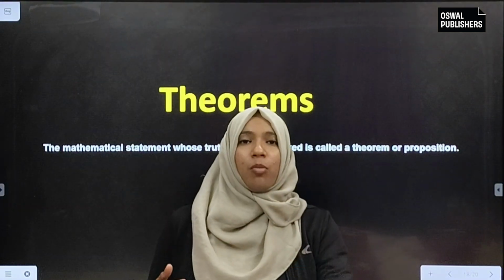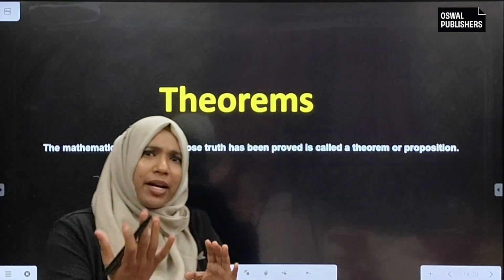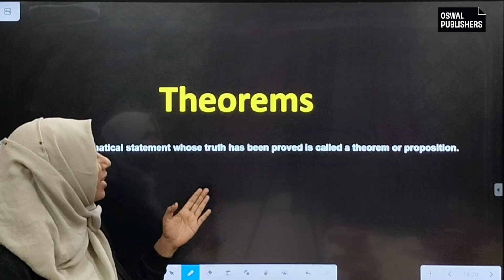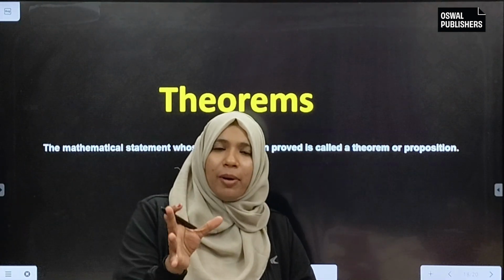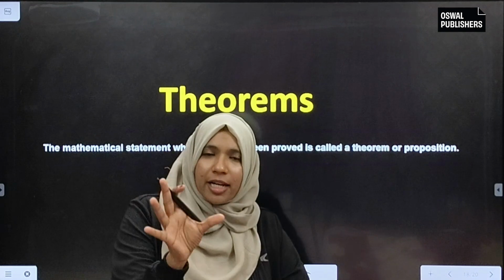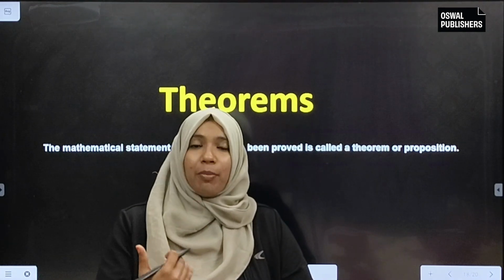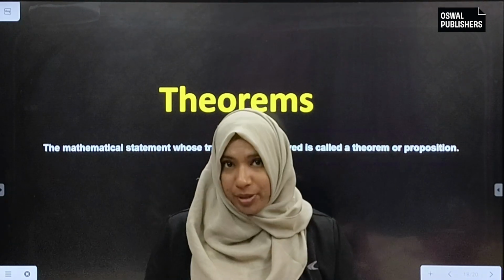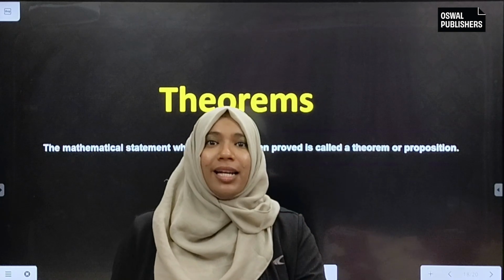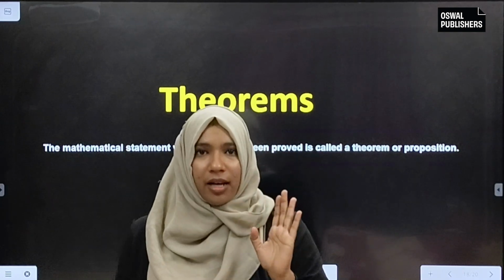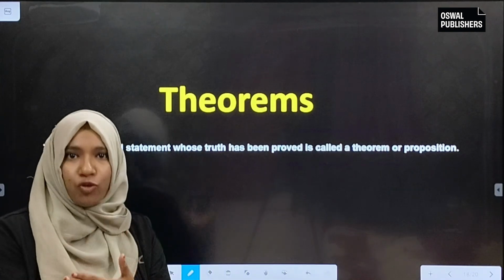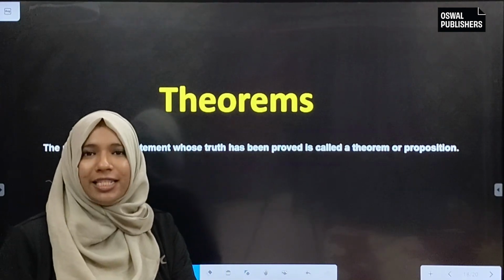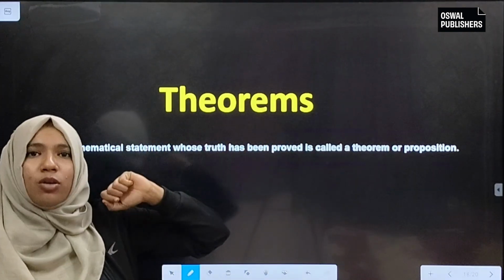So next we are talking about theorems. Theorems are mathematical statements whose truth has been proved. We need evidence. We believe in something only if we have correct and solid evidence. We will not accept it as a truth unless we are provided with evidence there. Only if we have a proof will we accept it as a truth. So that kind of mathematical statements are known as propositions or theorems.